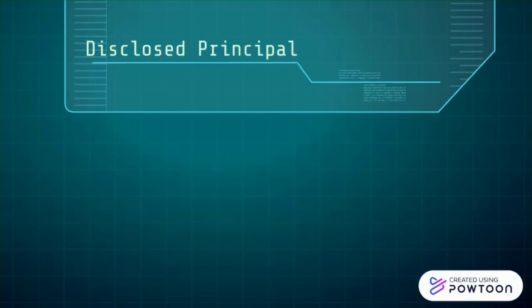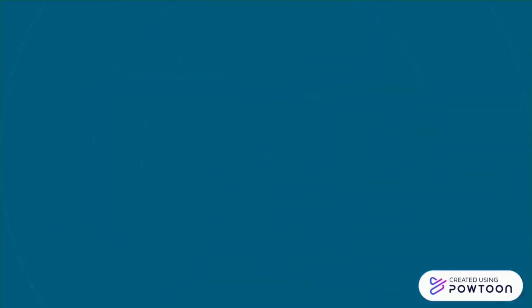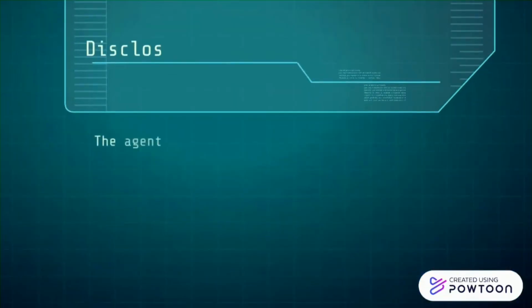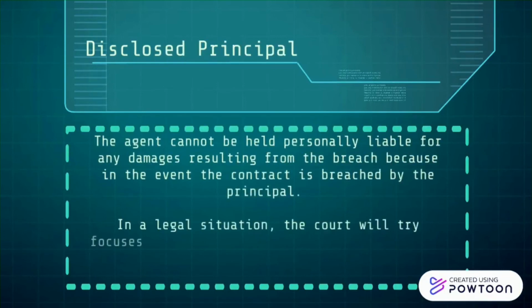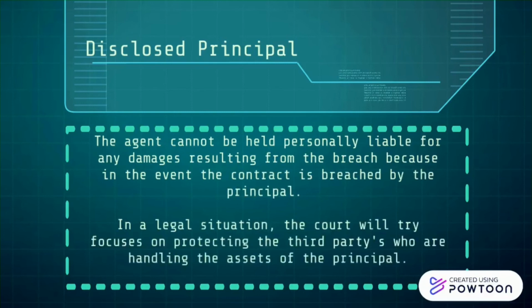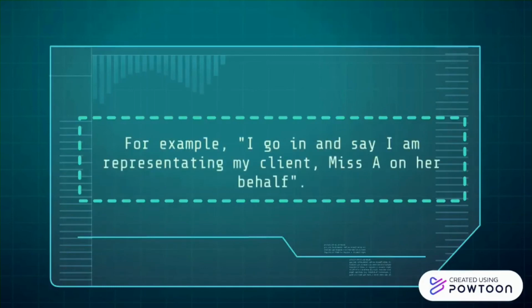Disclosed principal. A disclosed principal's identity is known to third parties dealing with the agent, or the third party has gathered enough information to conclude their identity. The agent cannot be held personally liable for any damages resulting from the breach, because in the event the contract is breached by the principal, the court will focus on protecting the third parties who are handling the asset of the principal. For example, I go in and say I am representing my client, Miss A, on her behalf.